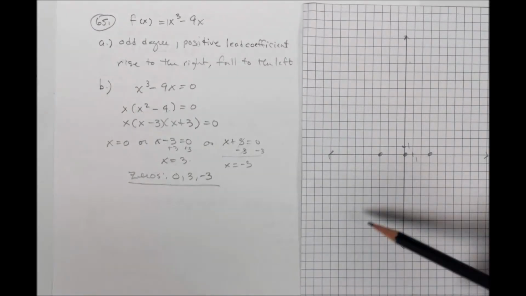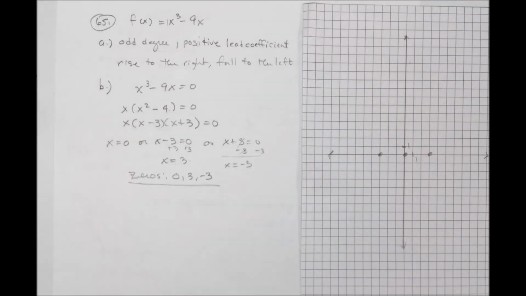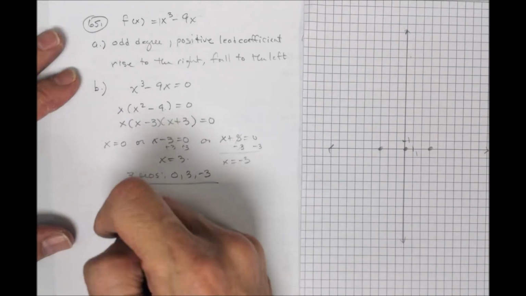Let me show you that again. It's going to go through here, and then up, and then down through the origin, and then back up through here. So it's going to have a couple of turning points. It's going to have a relative max and a relative min. I don't know what they are, but I need some more points. These 3 points are not even coming close to what I need.